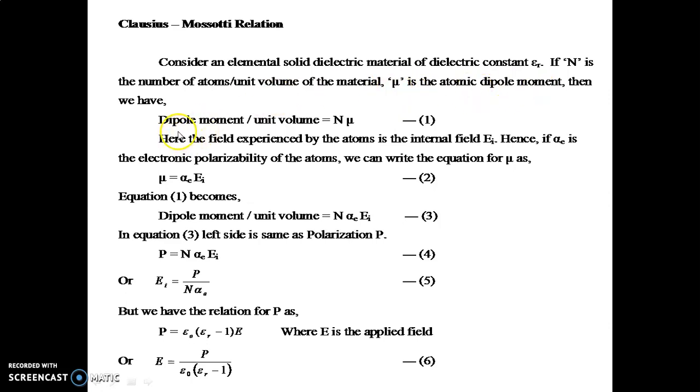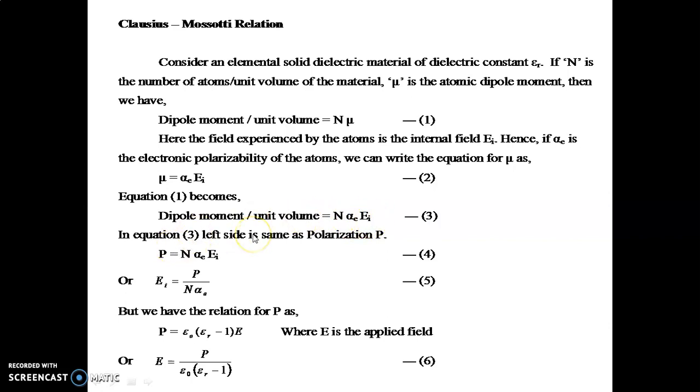Then we can write the equation for dipole moment per unit volume as n into mu, equation 1. Here the field experienced by the atom is the internal field E_i, and alpha e is the electronic polarizability of atoms. So we can write mu equal to alpha e into E_i, the product of electronic polarizability and internal field, equation 2. Now equation 1 becomes n into alpha e into E_i, equation 3.